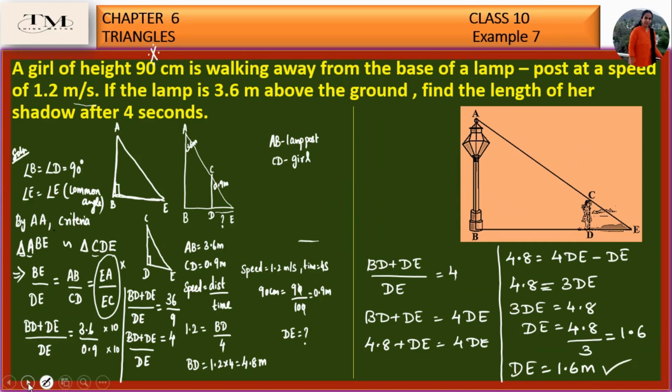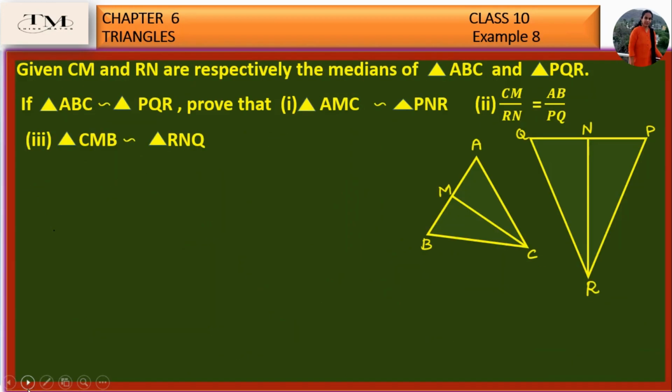So moving on to the last problem of this session, example 8. Example 8 is also an important problem. What is given? CM and RN are respectively the medians of triangle ABC and triangle PQR. If triangle ABC is similar to triangle PQR, we have to prove that triangle AMC is similar to triangle PNR. Then, that the ratio CM by RN is equal to AB by PQ. And third, triangle CMB is similar to triangle RNQ.